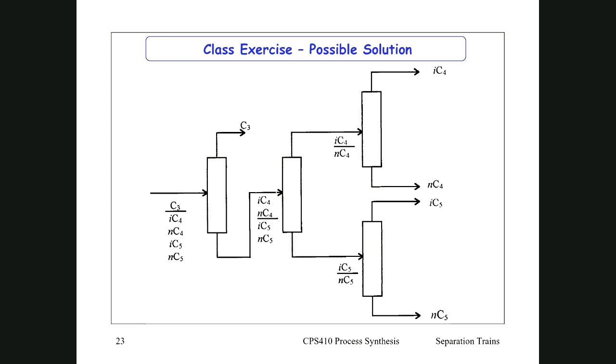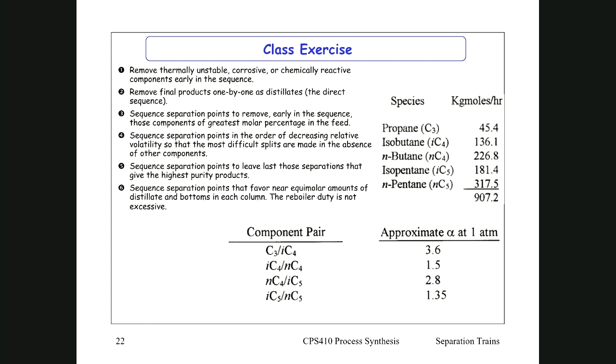Heuristic 6 is equal tops and bottoms. Please explain heuristic 6 again. Yeah. All right. I'm going to go back to this, and we look at heuristic 6. Sequence separation points to favor near equimolar amounts of distillate and bottoms in each column. The reboiler duty is not excessive if you do that. Right.